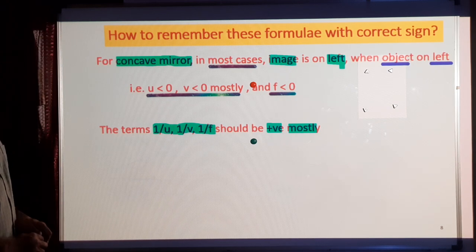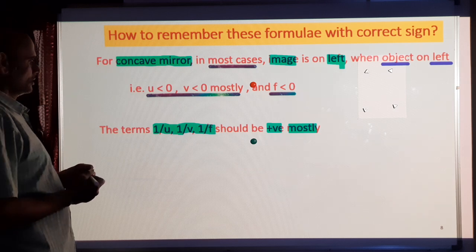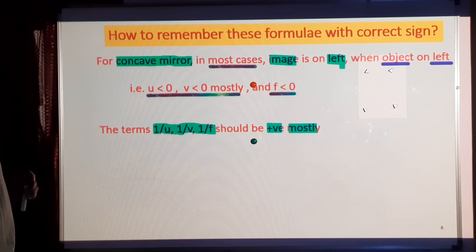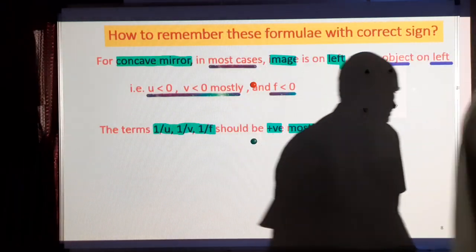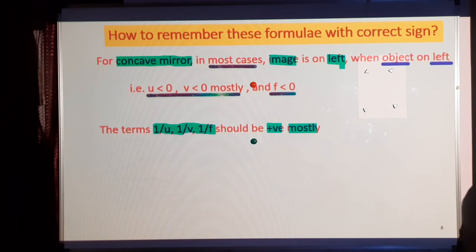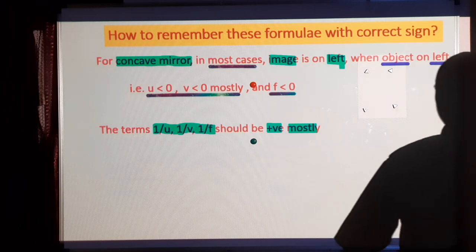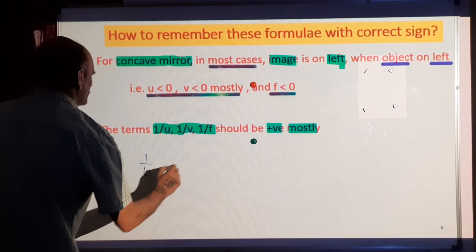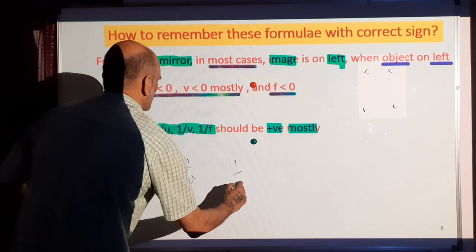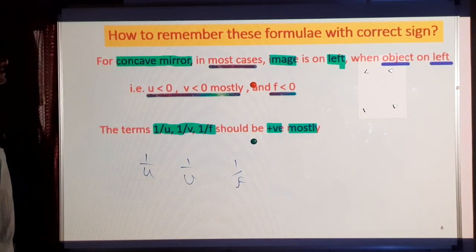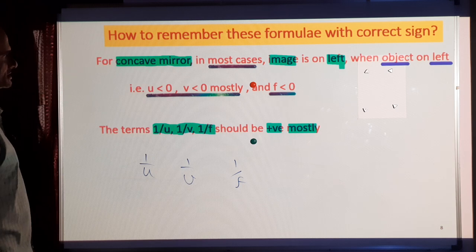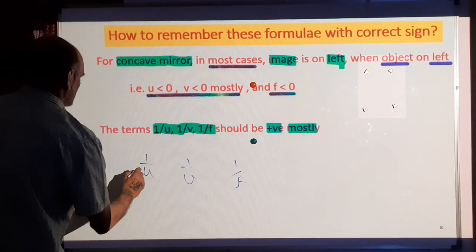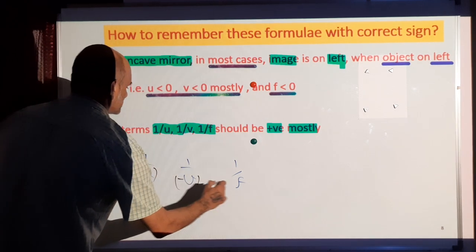For concave mirror, in most of the cases, the image is on the left side. Object is always on the left side, but the image for most of the cases is on the left side. So v is negative, and focal length is also negative because on the left side. So the terms of the mirror equations 1 by u, 1 by v, and 1 by f. One way to get the correct sign is the term should be positive for most of the cases. So since it's negative here in most of the cases, I'll put a minus sign to make it positive.